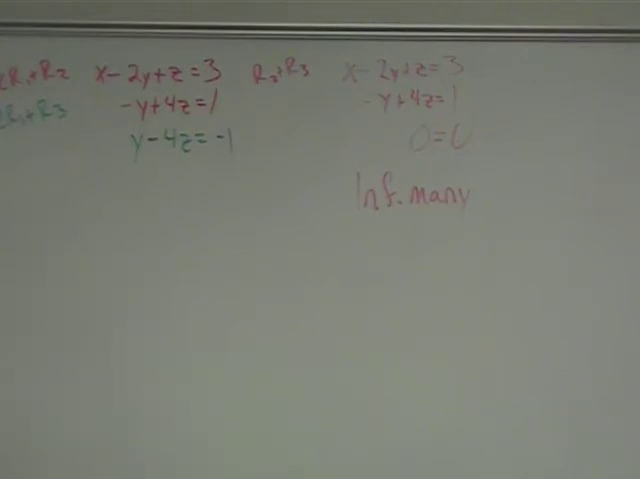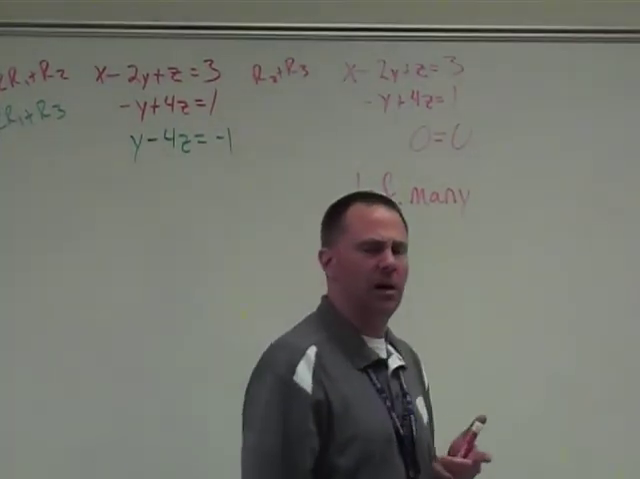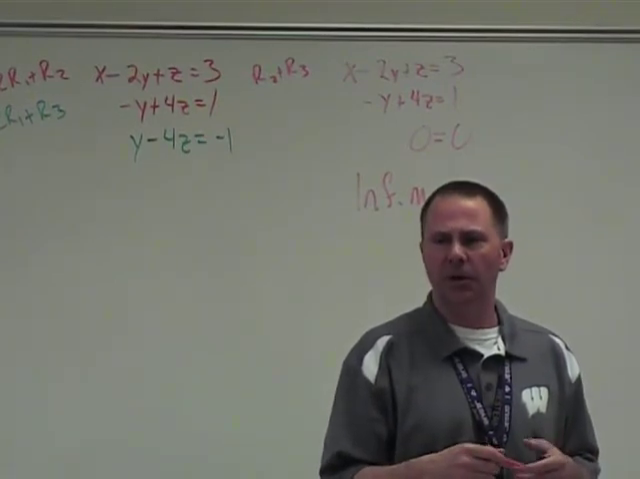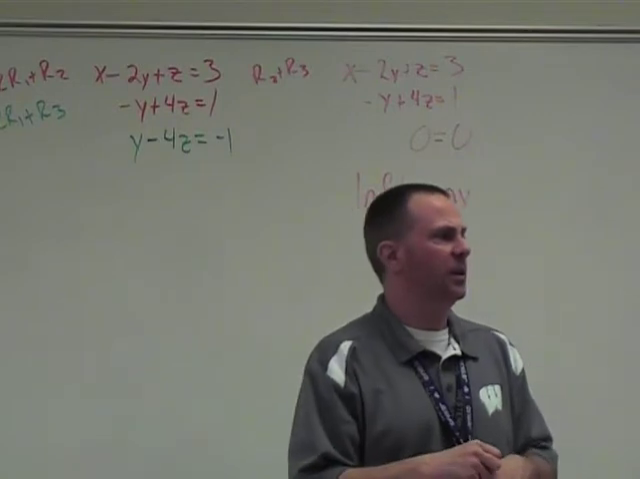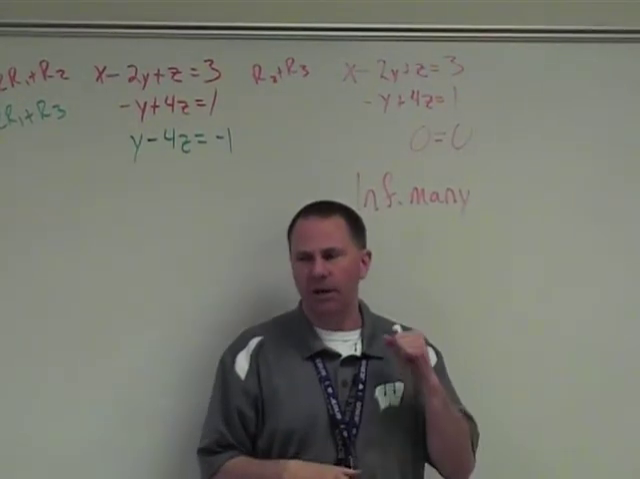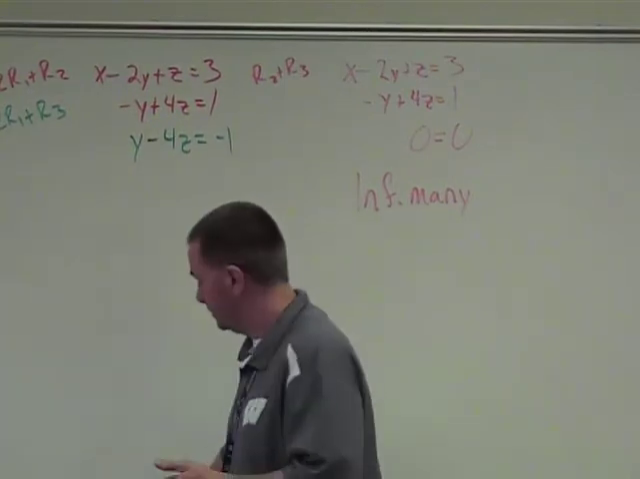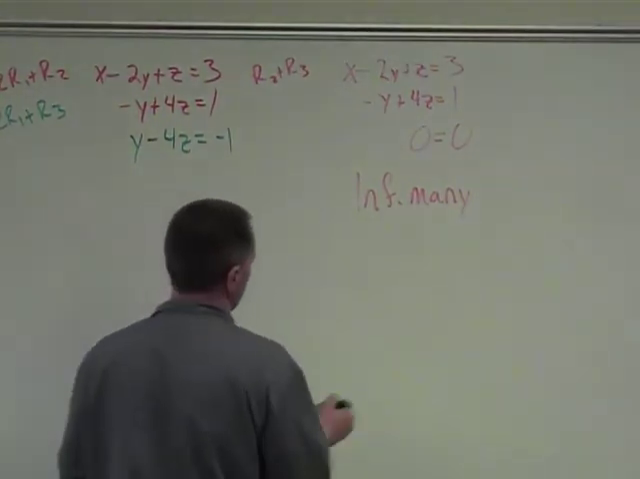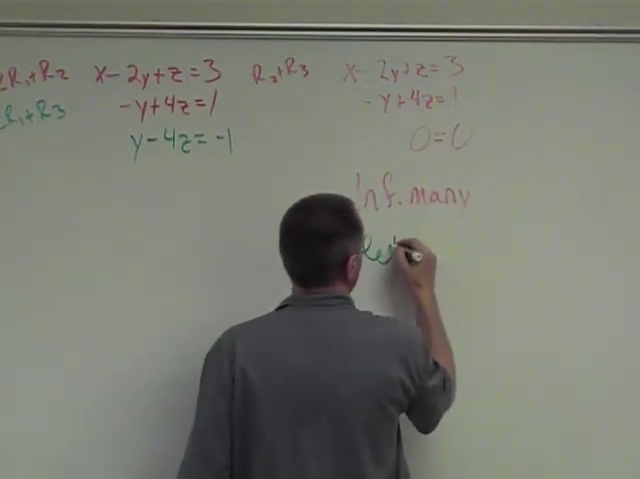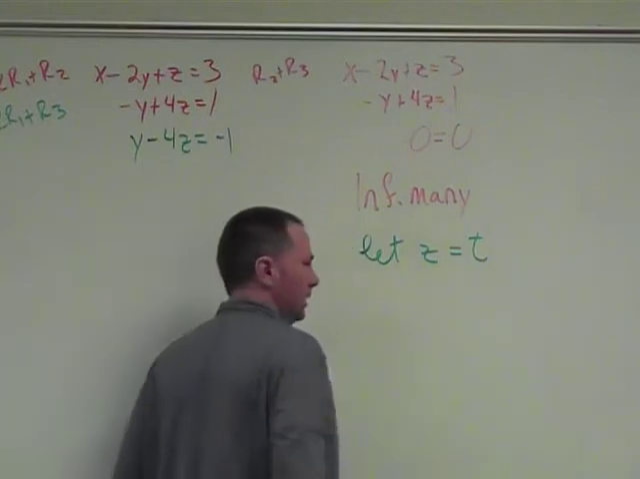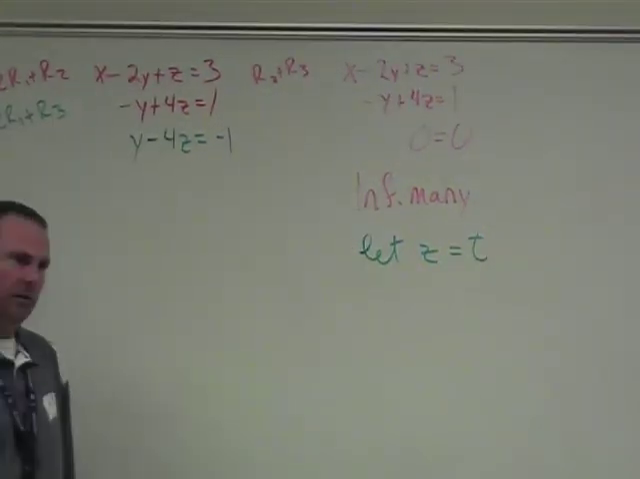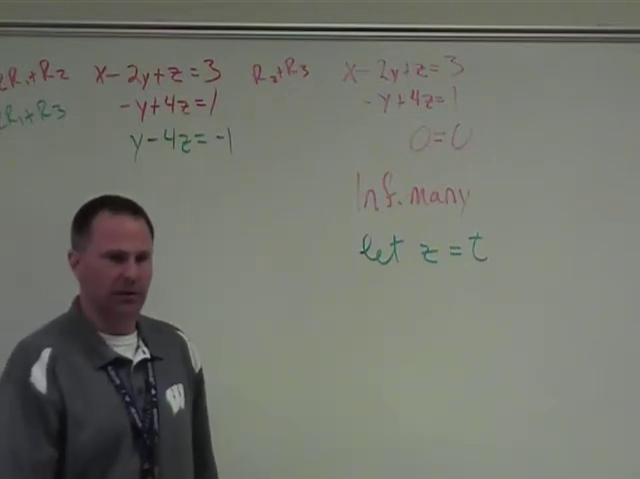Not when it says infinitely many. Remember the last two chapters where we did parametric equations? Parametric equations was really dealing with infinitely many possibilities. Anytime you have infinitely many, this is what you do. Ready? Whatever variable was eliminated, in this case let z equal t. t is your parameter for all values of t.